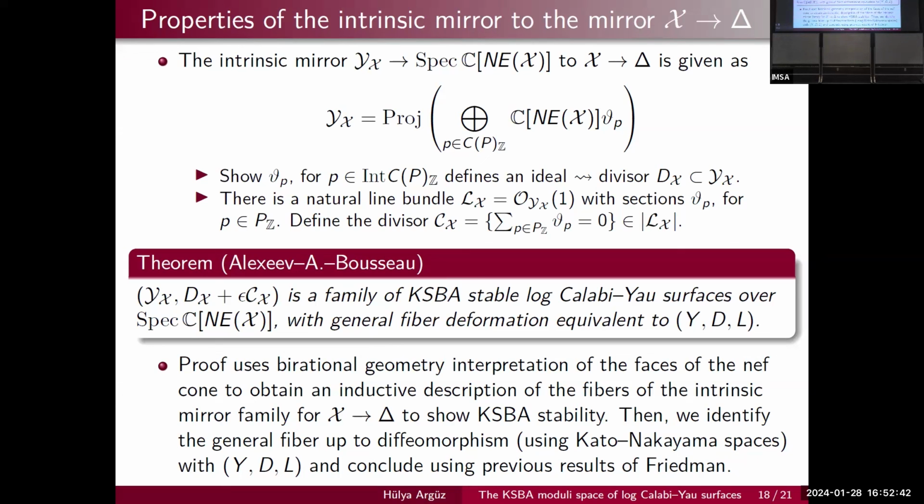The first part of this, the first theorem, is the first part we show. It uses a birational geometry interpretation again of the faces of the nef cone to analyze the mirrors and obtain an inductive description of the mirrors. The second part uses, some part of it uses my old work to analyze, up to diffeomorphism, the general fiber of Gross-Siebert mirrors to identify with Y_DL. And then some result of Friedman shows that if you have diffeomorphic Y_DLs, you can apply some results of Friedman to show deformation equivalence. Okay.